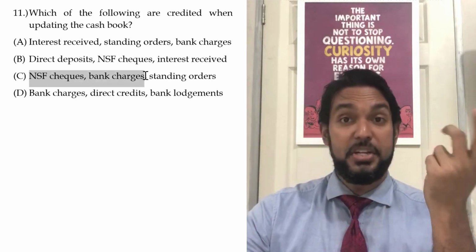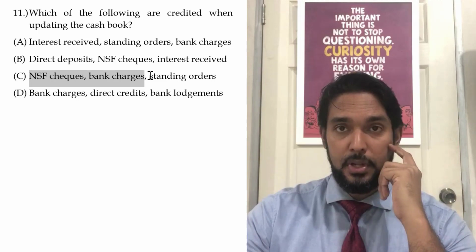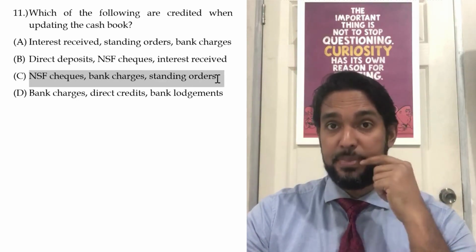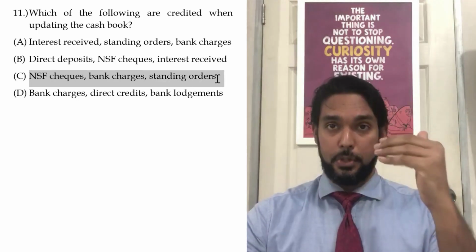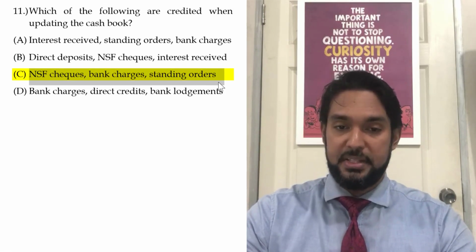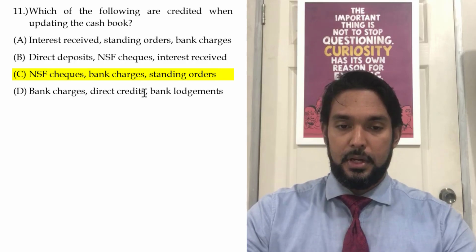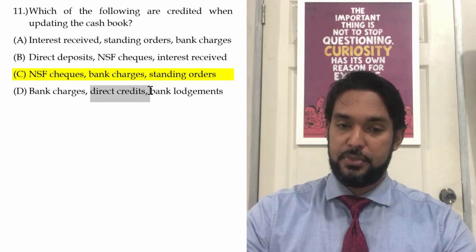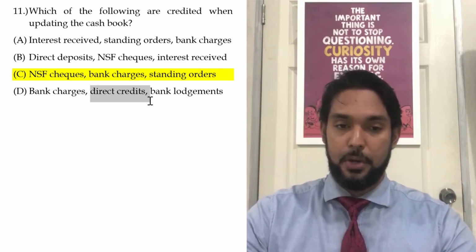Bank charges also decrease the account, so that'll be a credit item too. And standing orders are automatic payments set up at the bank, which will cause our account to decrease. So all three items here will be credited when updating the cash book. This last item has direct credits, which will increase the cash book, so that one is out.